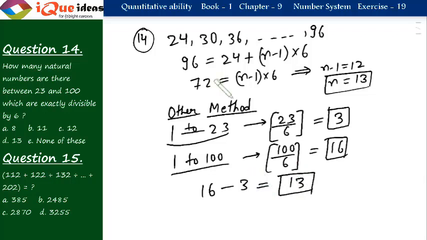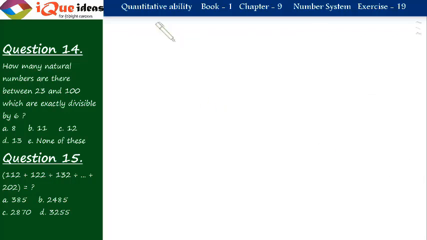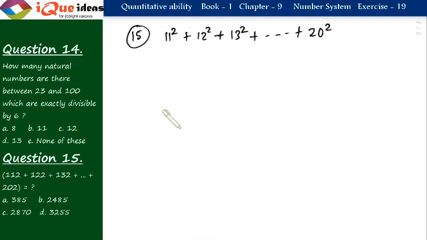Now let's consider question number 15. It says 11 square plus 12 square plus 13 square plus up to 20 square. Now see, this is a very interesting situation. We have a formula in which the numbers must start from 1 square. We have the formula for the sum of squares of natural numbers starting from 1 to n, right?